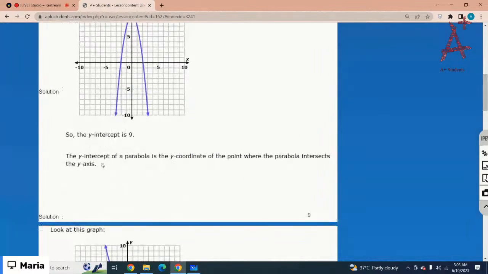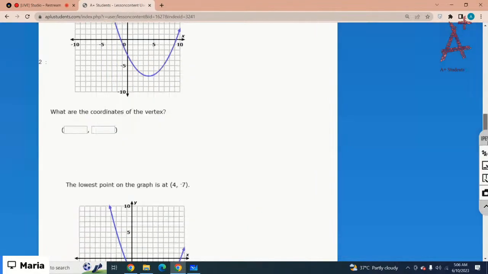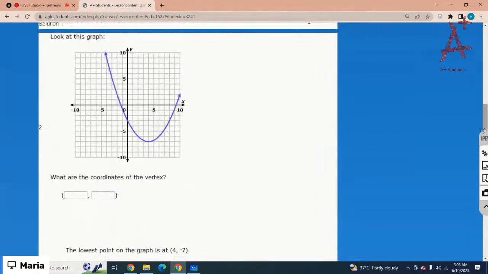So here is the definition. The y-intercept of the parabola is the y-coordinate of the point where the parabola intersects the y-axis. Got it? That is the definition of the y-intercept. You can note down the definition. The y-intercept of a parabola is the y-coordinate of the point where the parabola intersects the y-axis. Okay, just look at the other example. Look at this graph. What are the coordinates of the vertex? You have to calculate the coordinates of the vertex.